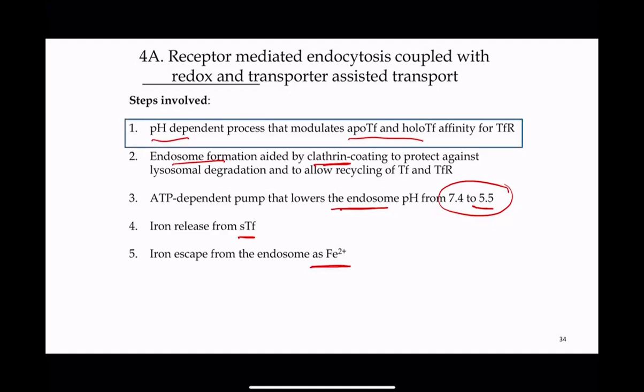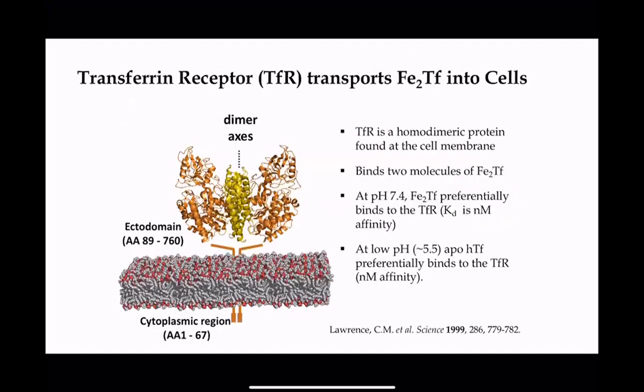All right, so this idea of the pH dependence. Well, it turns out that in the cell membrane is where you can find the transferrin receptor. So this receptor here, as depicted, has this ectodomain that can recognize the iron-bound form. It has a high affinity for it, and it can actually bind two molecules of the iron-bound transferrin. And you can see that it has this transmembrane domain. So I'm drawing your attention to the pH dependence.